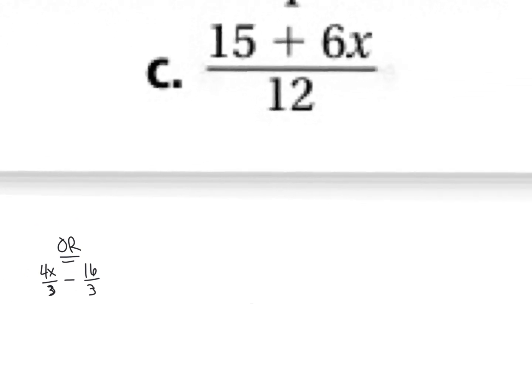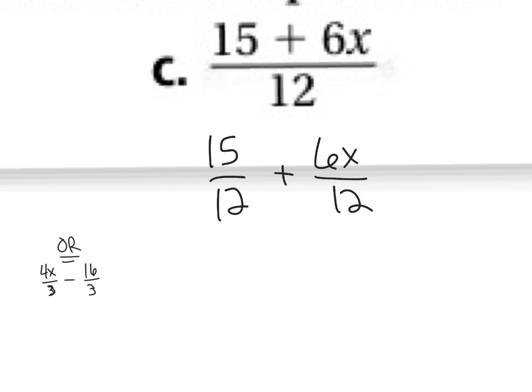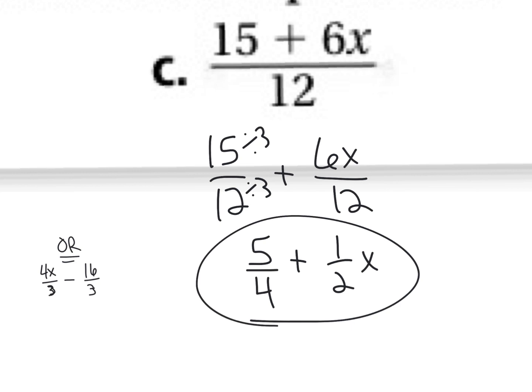We'll look at part C. Same idea. We're going to divide each part of the numerator by 12. 6/12 is the same as a half. 15/12 you can leave as an improper fraction, but those can be reduced by 3. And so that would be 5/4 or 1 1/4.